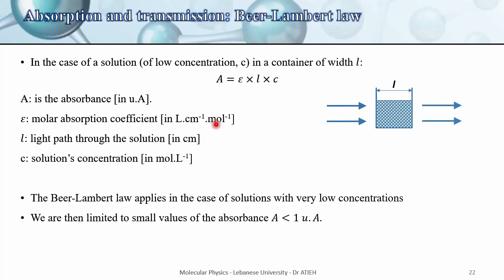L is the light path through the solution, which is in centimeter. So for sure, absorption must be proportional to L, because as the beaker or the container gets wider, the absorption must increase. So this is logical. And C, at last, is the concentration of the solution we're talking about in mole per liter. For sure, if C increases, the absorption must also increase, which is also logical, because more molecules will be present in the solution and the absorption must increase.